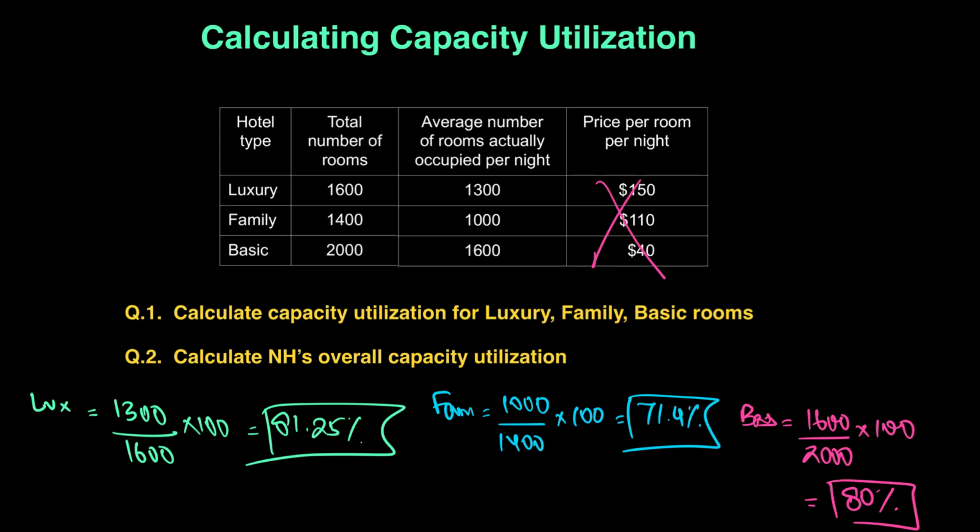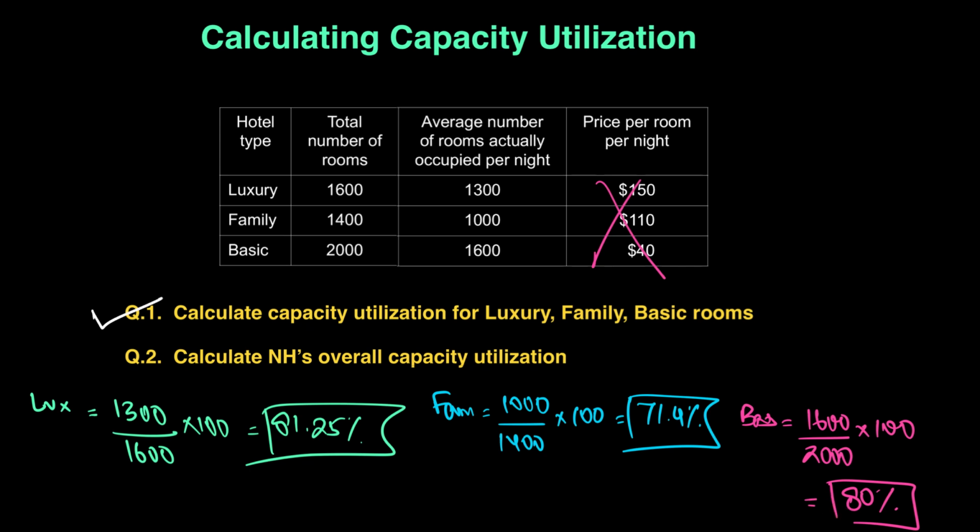Right, so individually we can see that right now your luxury rooms seem to be doing the best out of the lot, and also given the fact that they're worth more in terms of the price, they are where your money is coming from. So 81.25% for luxury, family is maybe not so much in demand, and then basic is at 80%. So that's the first part done. I'm just going to check that off here.